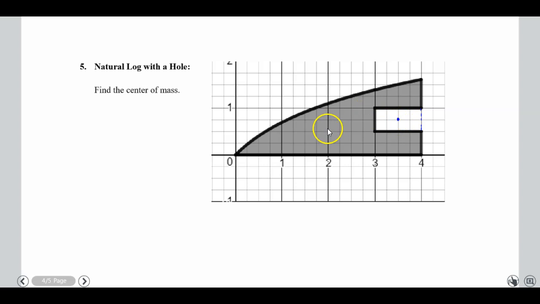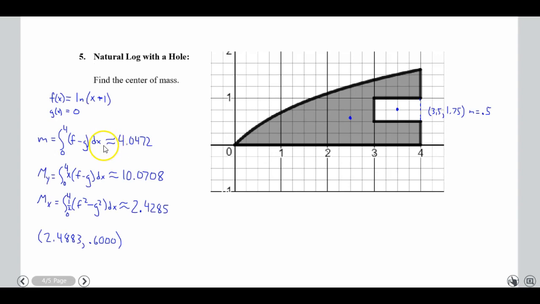So I want the center of mass of both of these pieces. I'll write up the calculations for the center of mass of the natural log over here on the left. Here are the calculations I get for the natural log function. That would be all the shaded area, including inside this rectangle right here. If it were all shaded, I would get this 2.4883 and 0.6, which is about right there.